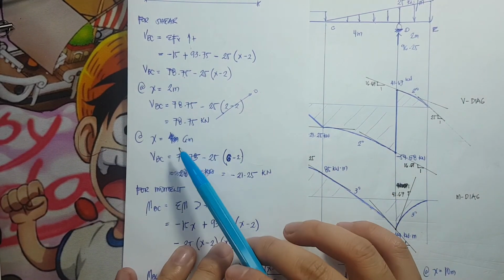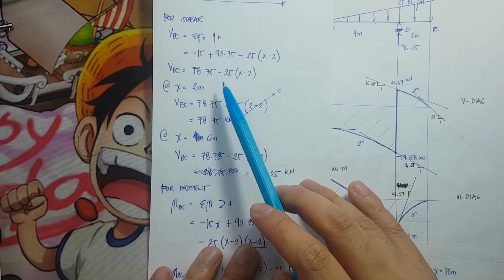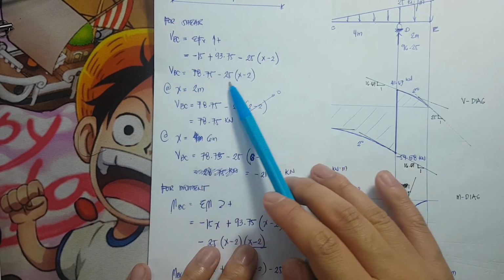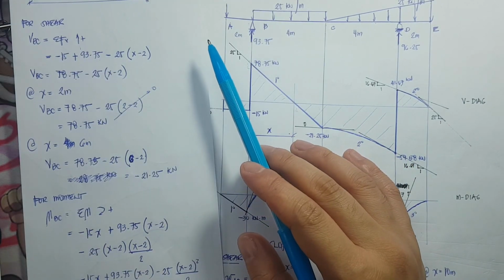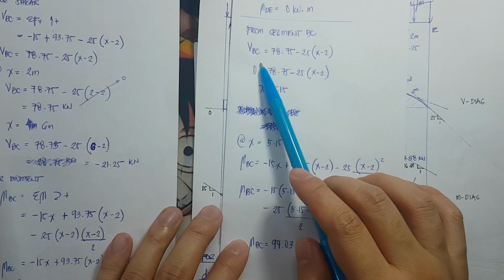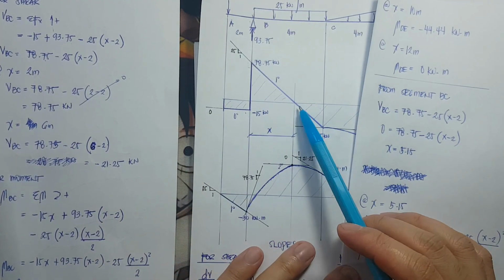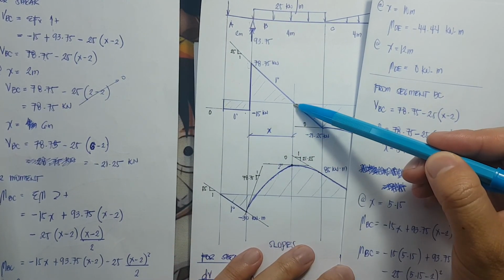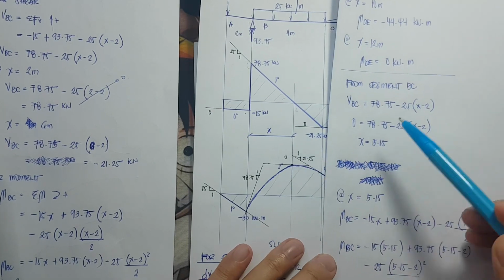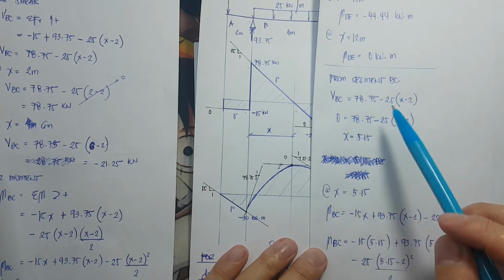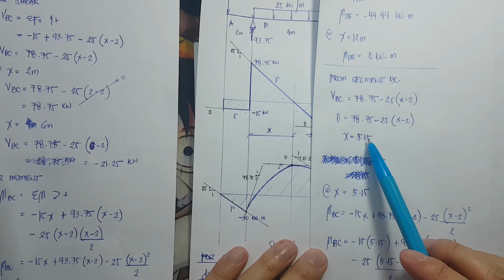Then, let's copy our shear equation. So, this is our equation for shear. So, copy the equation for shear. Take note, point of zero shear, point of maximum moment. So, when our shear is zero, we can get our distance, x.